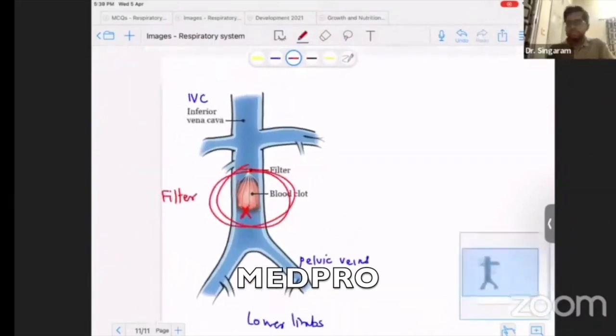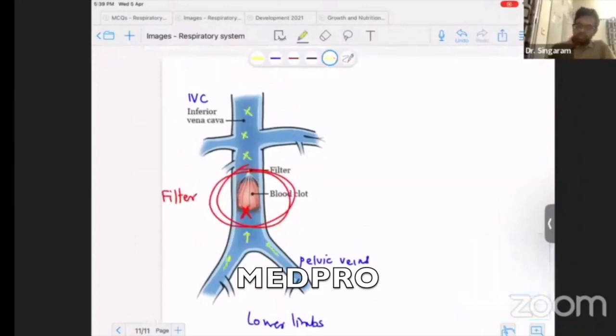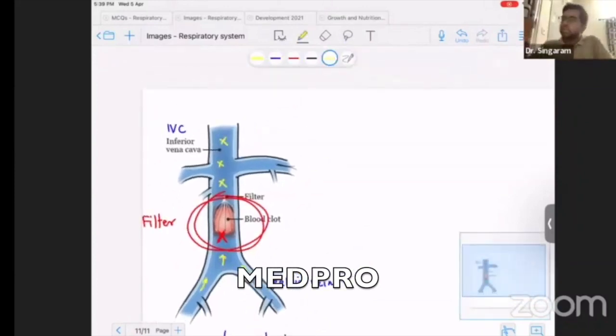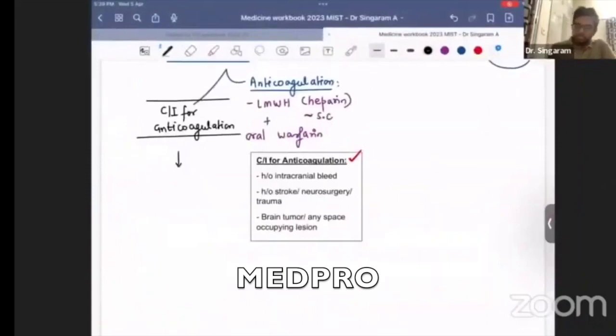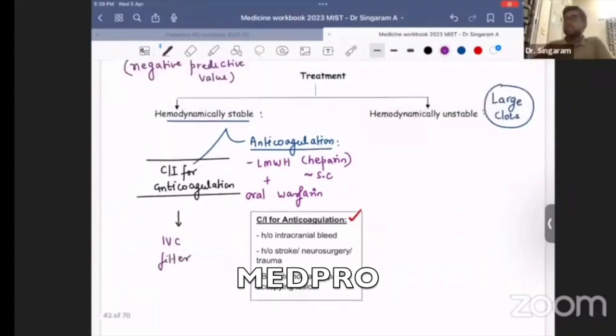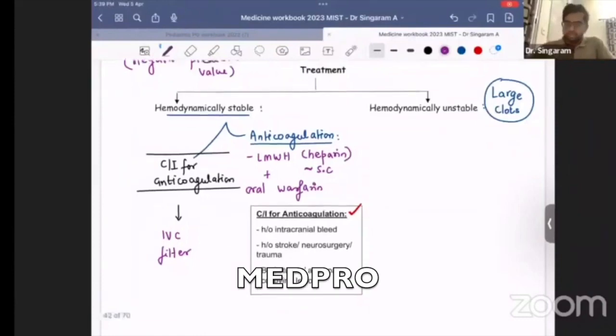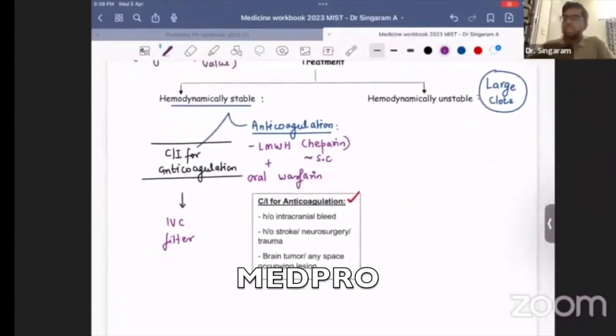What is the advantage? If I use the IVC filter, the clot can come to this level, but the clot cannot go into the IVC. If it is not going into the IVC, it will not go into the heart, it will not go into the lungs. Are you able to understand this? So what can be used as a prevention? An IVC filter has to be used. Very simple. So hemodynamically stable patient, anticoagulant should be used. And if in a hemodynamically stable patient there is contraindication for anticoagulation, I have to use an IVC filter. I hope you're able to follow this. Everyone able to follow this? Very good. Okay, so this is for a hemodynamically stable patient.